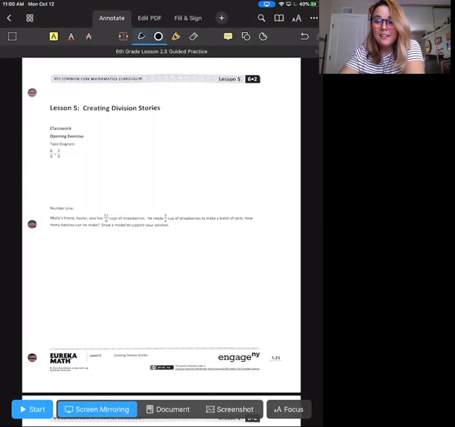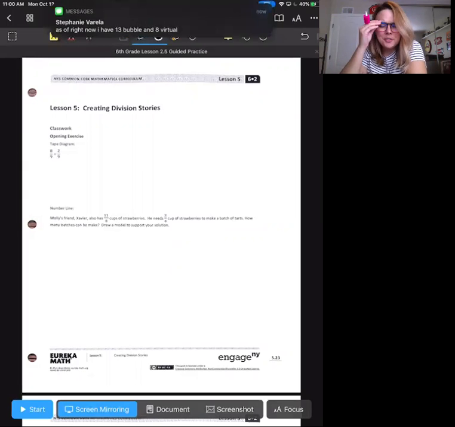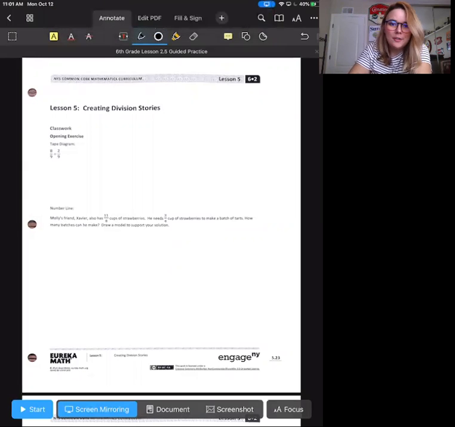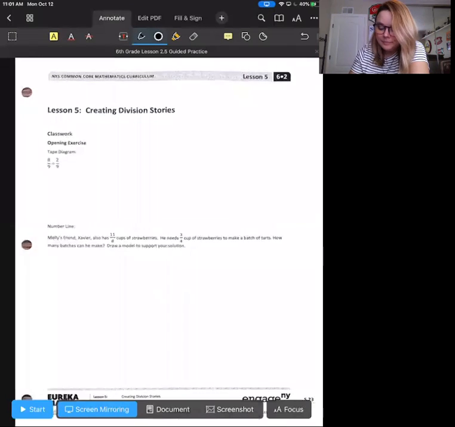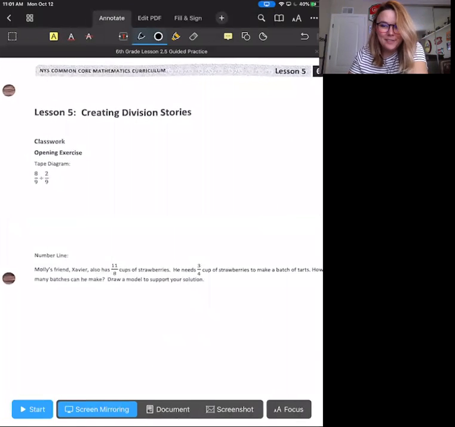So today we're looking at lesson 5, and I know it says creating division stories, but we are going to use this as just a way to practice our fraction division. So let's look at that first example.